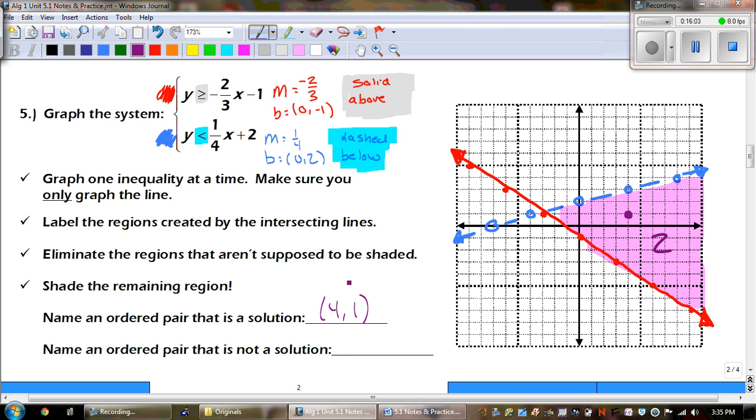Now, name an ordered pair that is not a solution. You can go anywhere that is not shaded. I'm going to come all the way down right here, and that's the point (-5, -5). And once again, you could pick any of them.